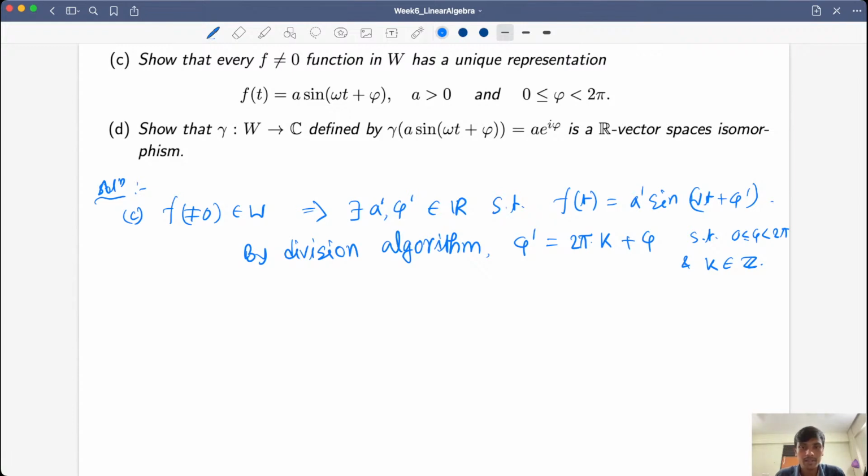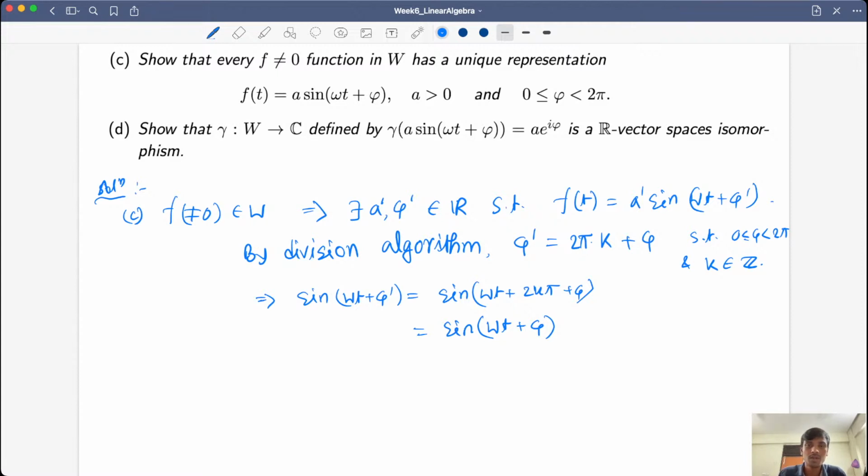Fine. And then this sign implies sine(omega t plus phi prime). This is the same as sine(omega t plus 2k pi plus phi), and that is the same as sine(omega t plus phi), right? Because sine has period 2 pi and k belongs to the integers, so this is the same thing.